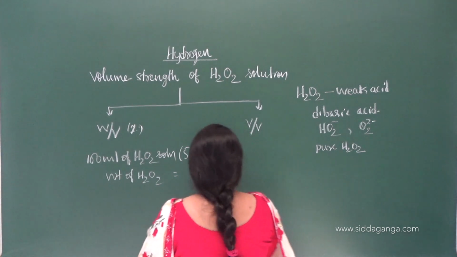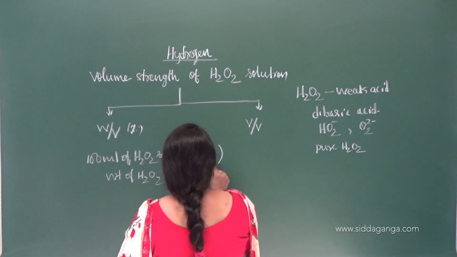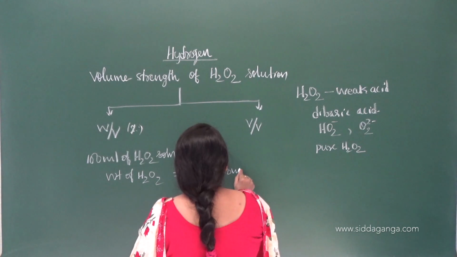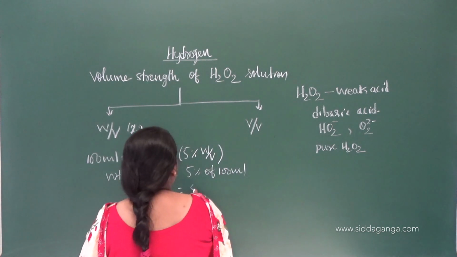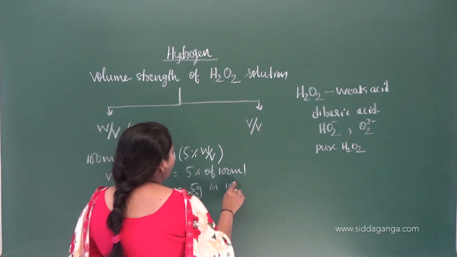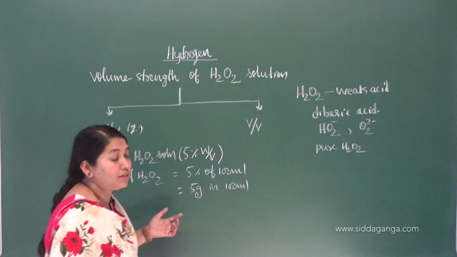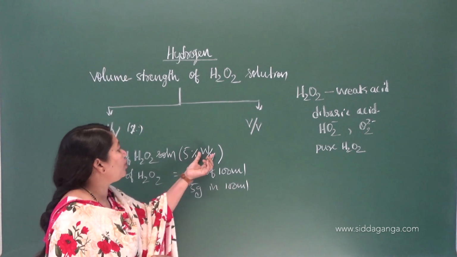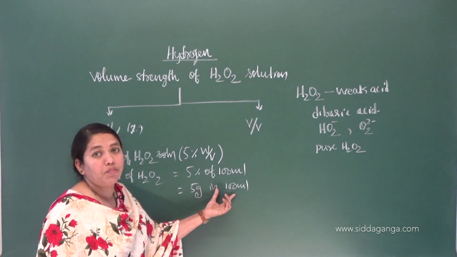5% of 100 ml. That is nothing but 5 gram in 100 ml. This is the meaning of the 5% weight by volume: 5 gram in 100 ml.